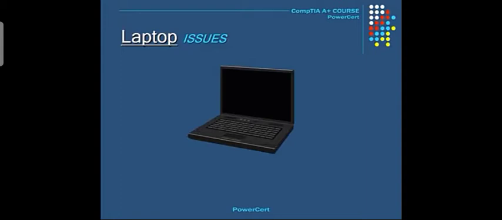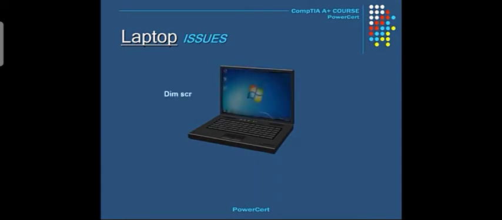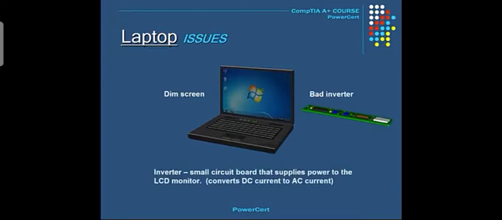Another problem is that when you turn the laptop on and the image is very faint, in other words, the display is very dim, in this case, most likely, you would have to replace the inverter. The inverter is a small circuit board that supplies power to the LCD monitor. It converts DC current to AC current. The inverter is usually mounted inside the display panel just below the screen.